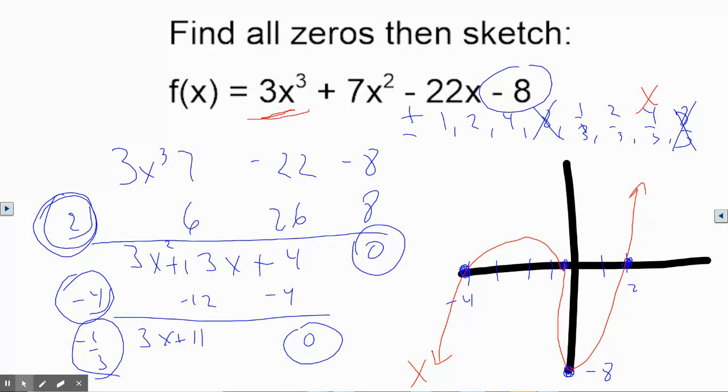So this is how you find zeros, by narrowing down what the possible zeros are and then plugging them into synthetic division, probably to narrow down. Even after you get the first one, I could have factored 3x squared plus 13x plus 4 into 2 parentheses, but I'm solving. That means to solve this, I get those 3 numbers, the 2, -4, and -1/3. And then the last part is sketching it.